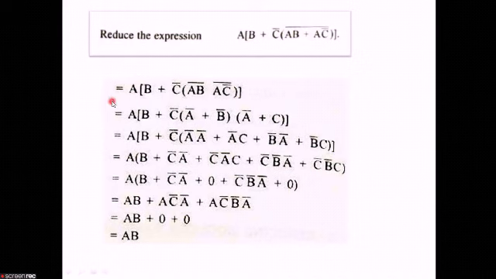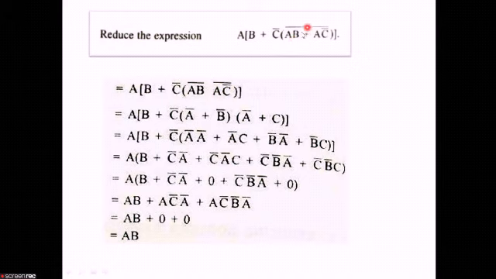First, the given expression we have written here: A into, in brackets, B plus C bar into, inside the bracket, AB plus AC bar, whole bar. Now here, in this step, what we have done is we have applied De Morgan's theorem. Which term have we applied it to? This term, that is (A dot B plus A C bar) whole bar.